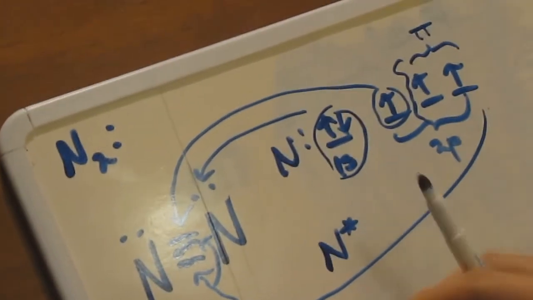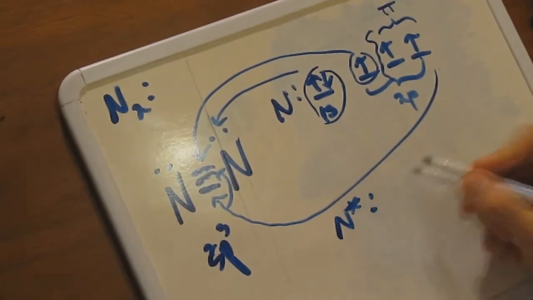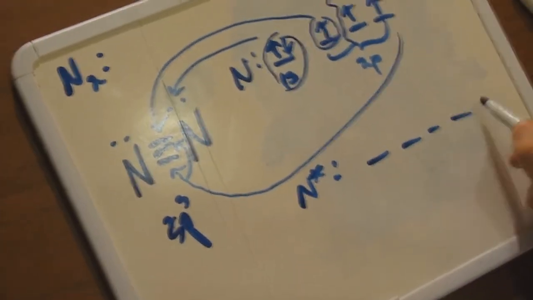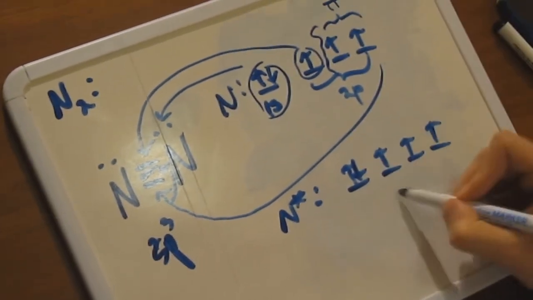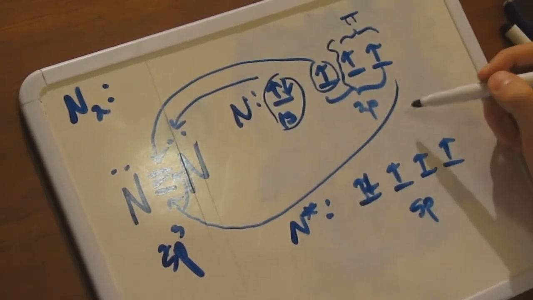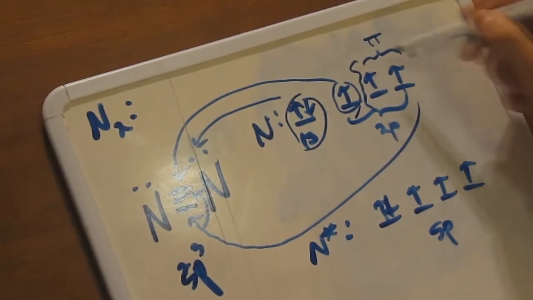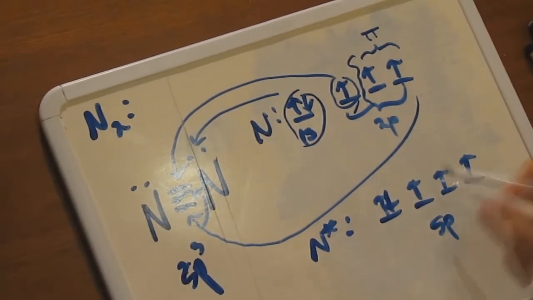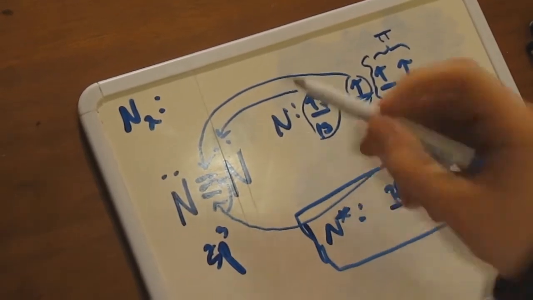So now, if we do N hybridized, we would put these together to get sp, because we're using the s orbital and one in the p orbital, and these two are being used as pi bonds. And this is your final answer for nitrogen, for N2 hybridized.